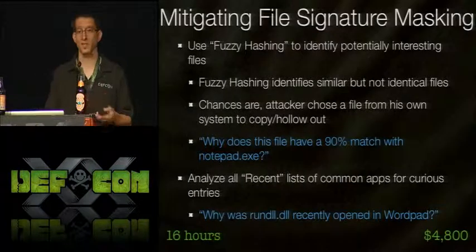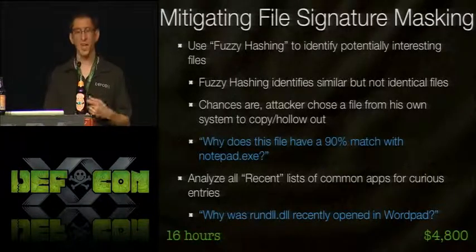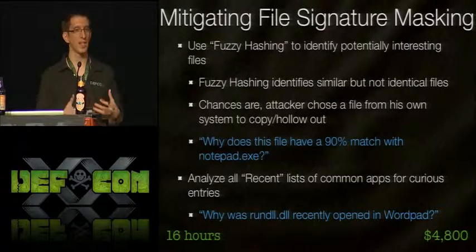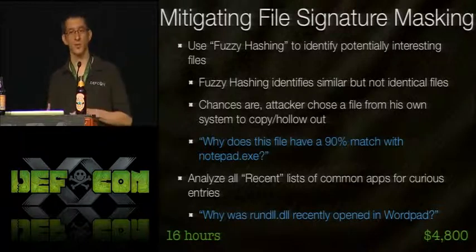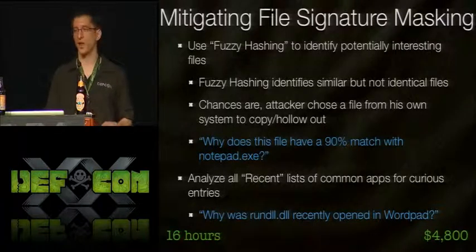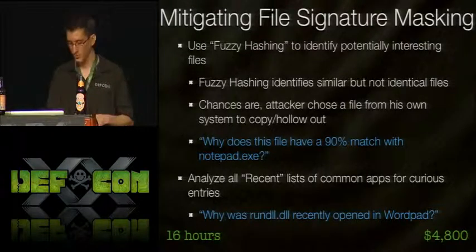In order to mitigate this, there's a couple things you can do. One of them is using fuzzy hashing. Fuzzy hashing is similar to doing a cryptographic hash, but it's a little bit looser. It can compare different parts of files to other different parts of files, so you can see how similar files are, rather than are they equal or are they completely not equal, like a traditional hash.